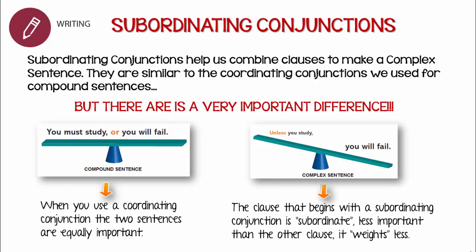When you use a subordinating conjunction, the clause that begins with a subordinating conjunction is called a subordinate. It is less important than the other clause. It weighs less.